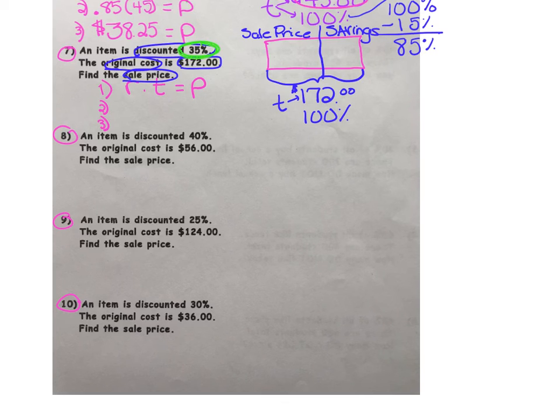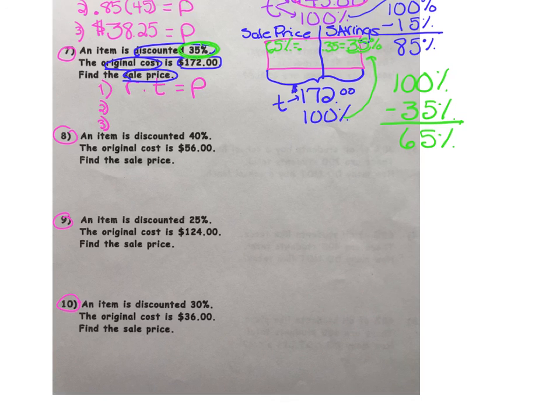The 35% discount rate is associated with the savings part of the bar, or scoop, 0.35. 35 cents on every dollar is going to be saved. Well, remember, that's out of 100%. If we take 100% and subtract that 35%, we get 65% left over for the sale price part of the bar.